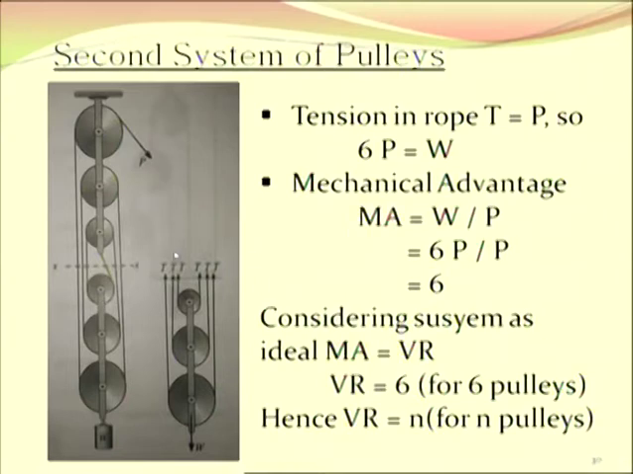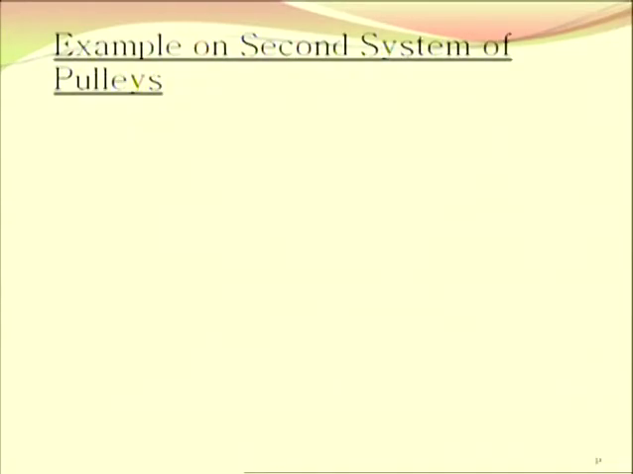Hence the velocity ratio can be a function of the number of pulleys. So VR is equal to N for N number of pulleys. So here we have obtained an equation for the velocity ratio of a second system of pulleys. Now take an example for that.